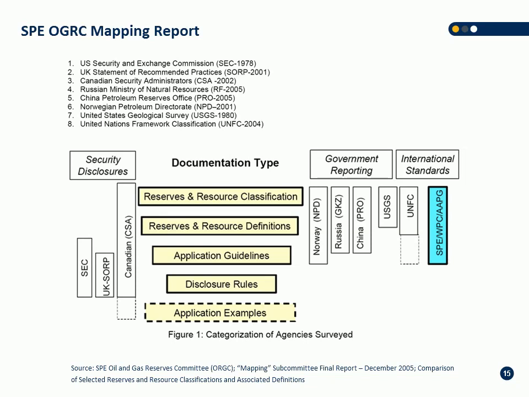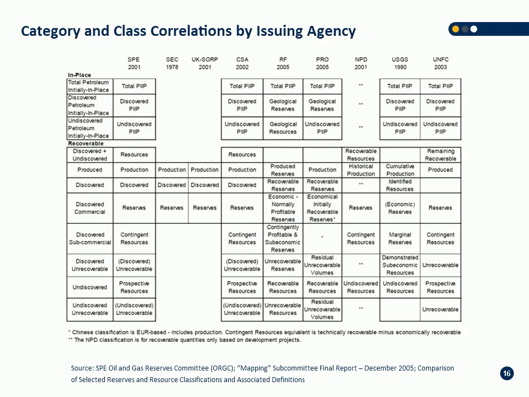You can see the government reporting organizations, so they have a different intention that's probably much more similar to what Mongolia is going to be implementing, so Norway, Russia, and China. The entire intent of their classification systems is for government reporting. You can see the two they have listed as internationally accepted standards are the UN and SPE, which is PRMS. So there's a lot going on in this chart.